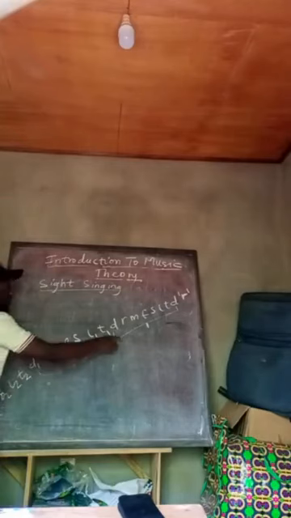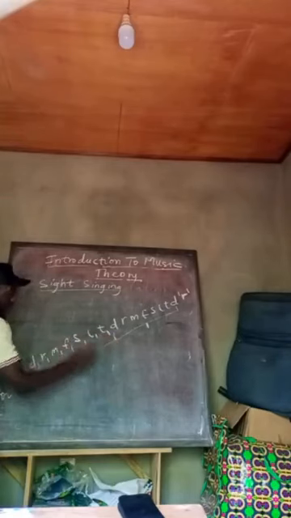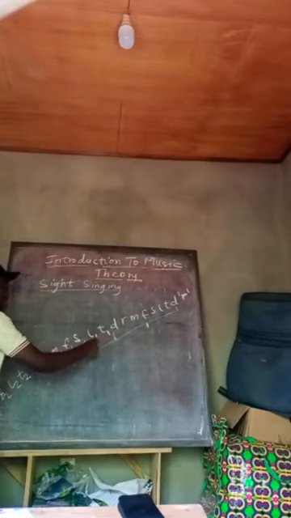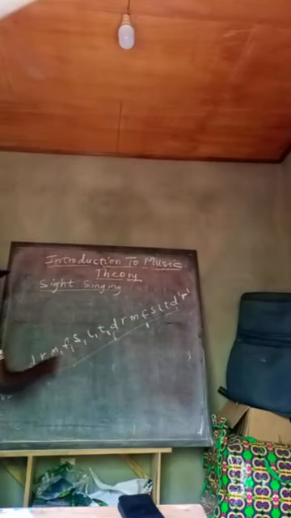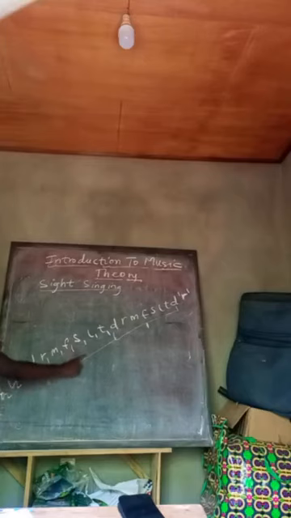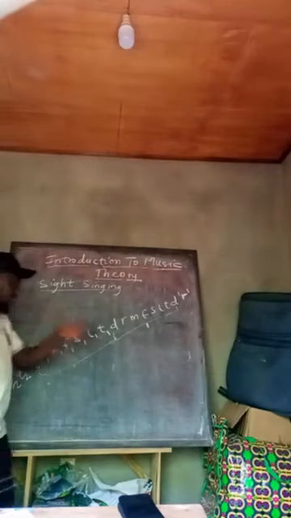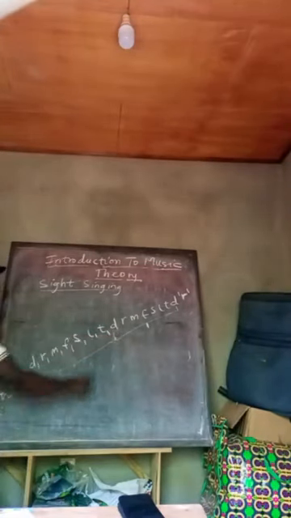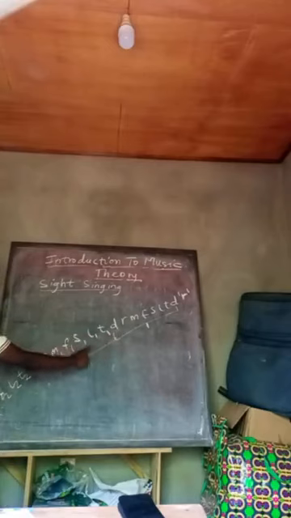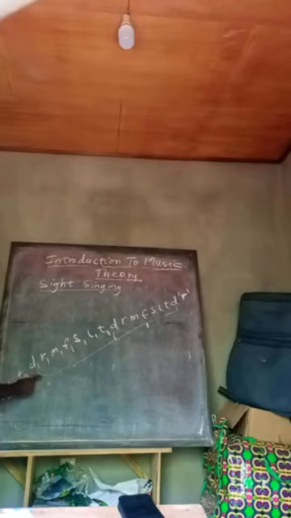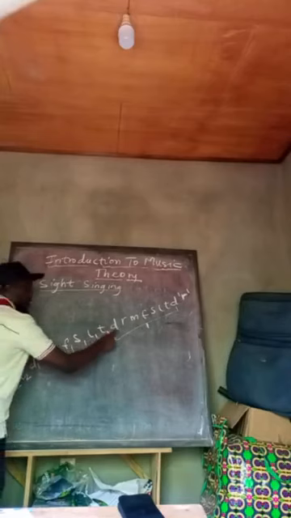Now come to do, ti, go. Do, ti, la, so, fa, mi, re, do, re. Okay, start from here, go on. Do, re, mi, fa, sol, la, ti, do. Okay, fix. Do, ti, go. Do, ti, la, so, fa, mi, re, do. Do, re, mi, fa, sol, la, ti, do.